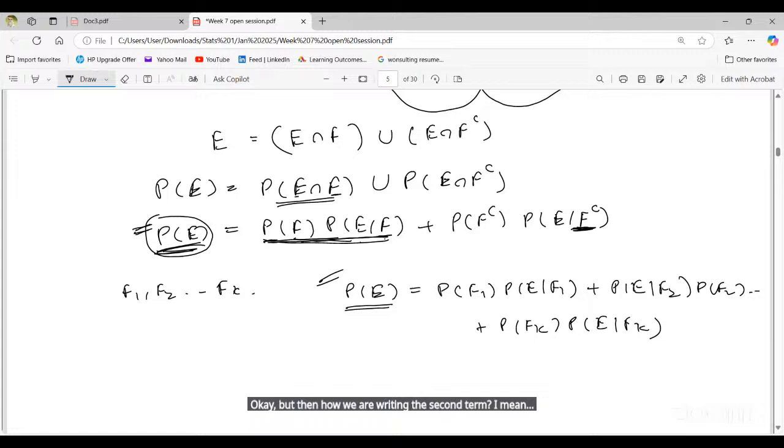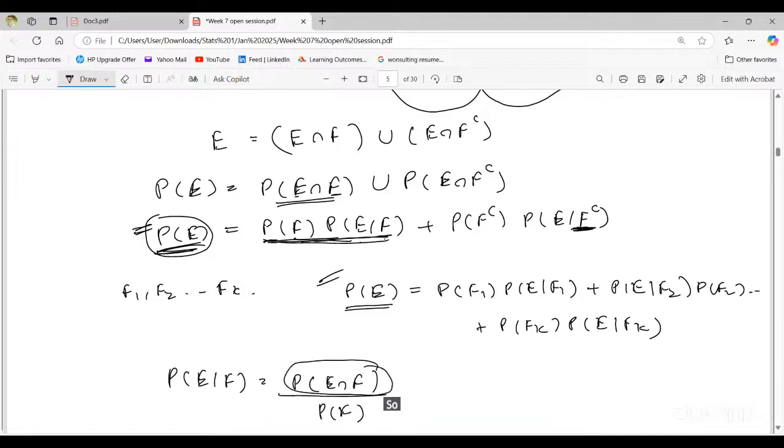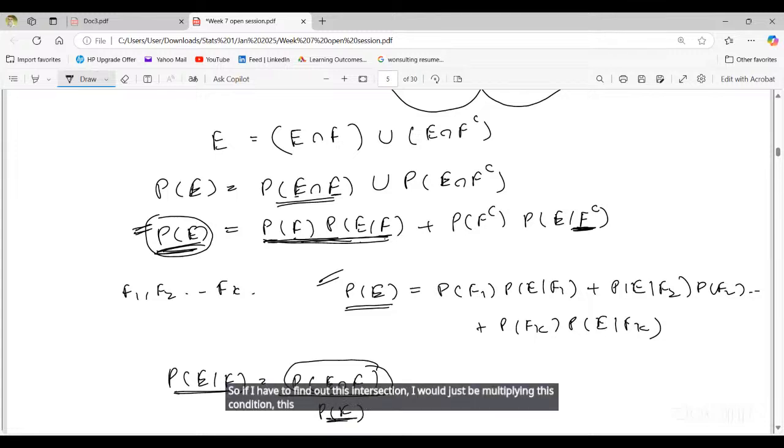So basically it's a multiplication rule, right? My conditional probability of E given F is equal to probability of E intersection F upon probability of F, right? So if I have to find out this intersection, I would just be multiplying this conditional probability with the probability of F.